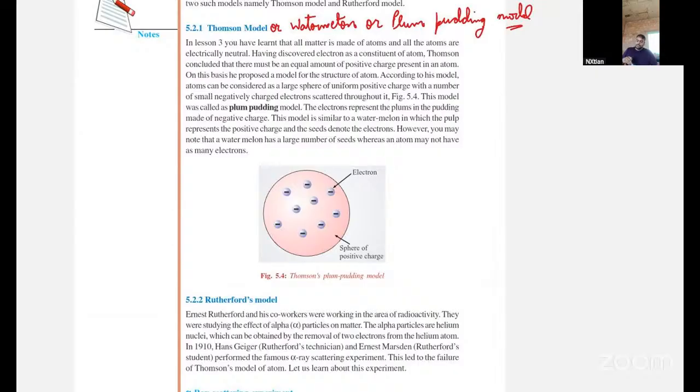Okay. Are you getting this? So now this theory got rejected. He gave the theory saying the positive part is protons and the negative part is electrons. But this got rejected. The reason behind it is that if the positive and negative parts are attached to each other, this makes the atom unstable.